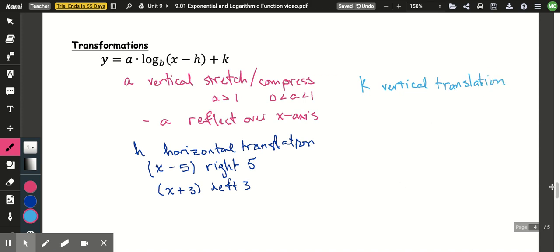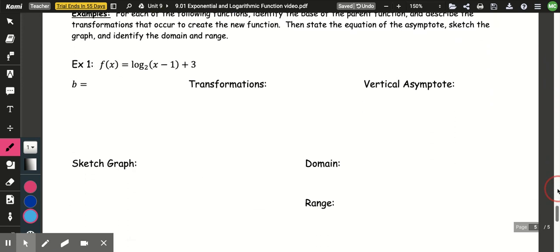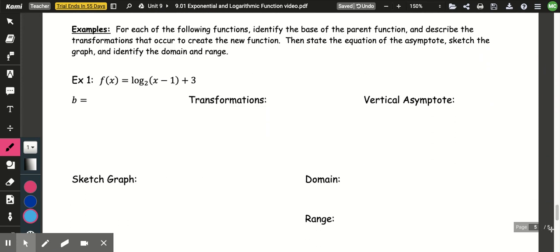Alrighty, so now we're ready to see a couple of examples here. So for our first one, we're going to be finding the base of the parent function, describe the transformations that occur to create the new function, then we'll state the equation of the asymptote, sketch the graph, and identify the domain and range. Okay, so our first one is f of x equals log base 2 of x minus 1 plus 3. The base of this one is 2, which means our parent function is going to be y equals log base 2 of x.